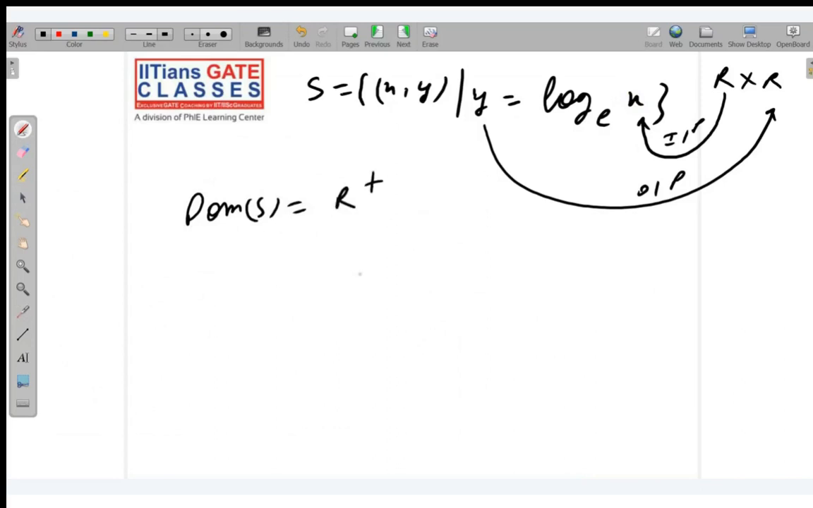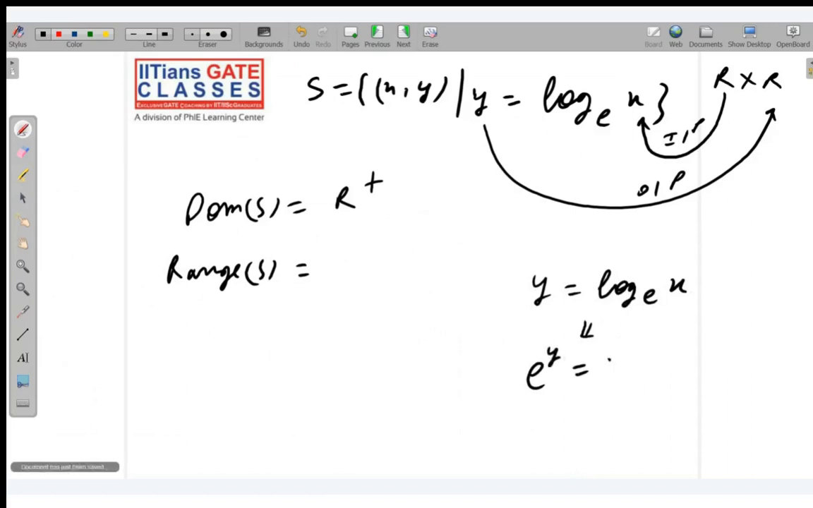What about the range? For range of S, I cannot guess that. So for that I will simply reverse it. So y is equal to log to the base e of x. So it indirectly means e to the power y is x. You know these things? No, sir, I don't know. Okay, so don't worry, you will study that in aptitude. So log to the base e of x is equal to y, so x is equal to e to the power y.